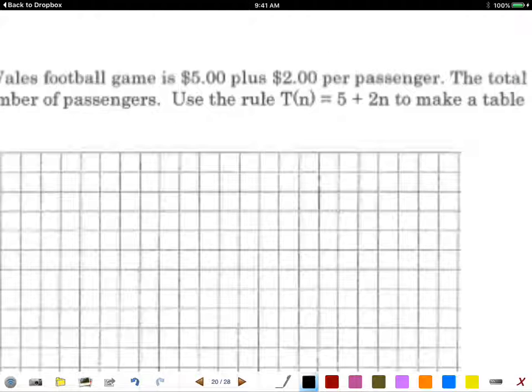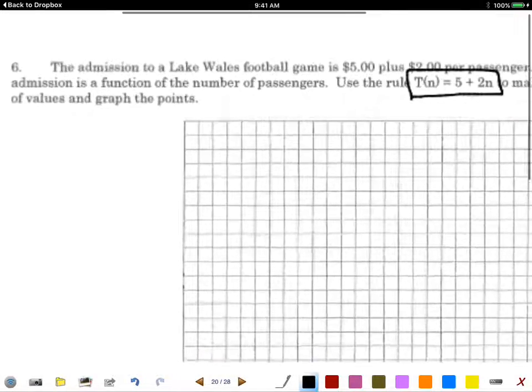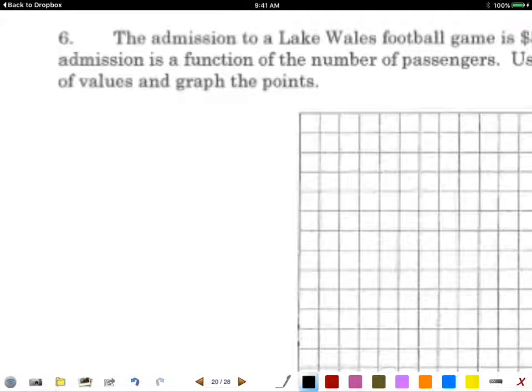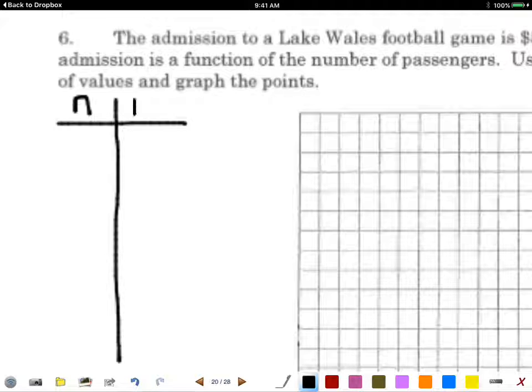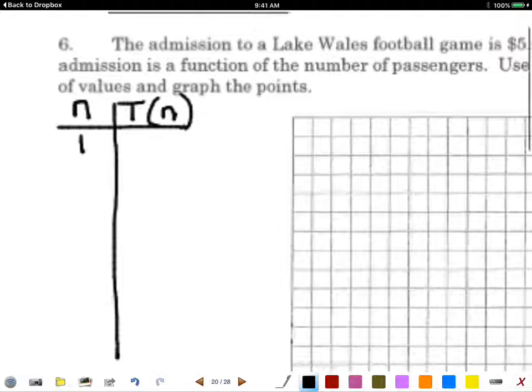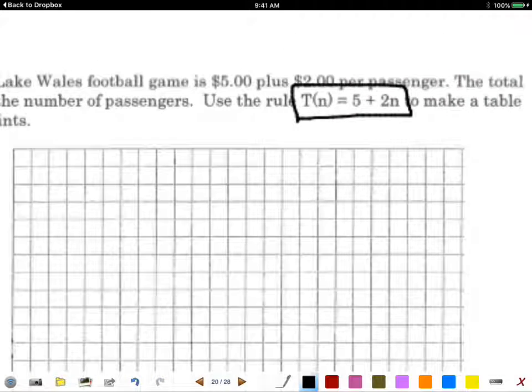But we already have the equation right here that we're going to use, and we have to create a table so that we can graph. So let's come over here, and let's create a little table, and we're going to put n here for number of passengers, and T of n stands for the total cost, depending on the number of passengers that we have. So what is the least amount of passengers that could drive in the car? One.